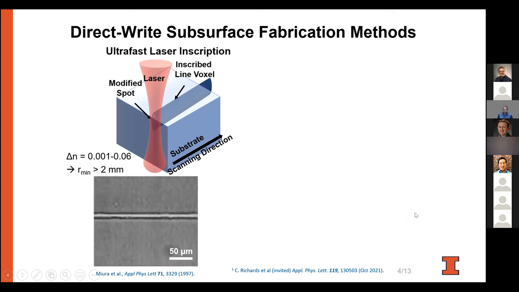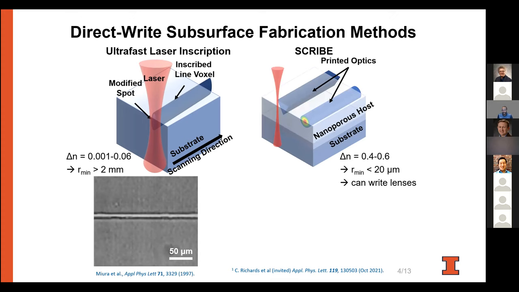What we're going to talk about today is our method, SCRIBE. This is the ability to write below the surface by selectively polymerizing regions inside a porous silicon substrate. Because we're changing the refractive index and essentially creating polymerized regions out of a normally porous material, we can get very large index contrasts.